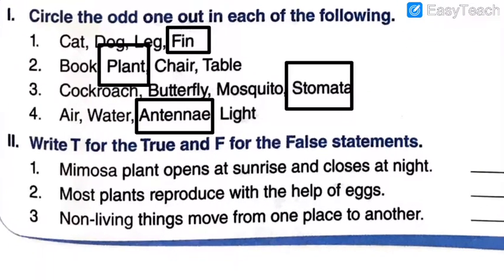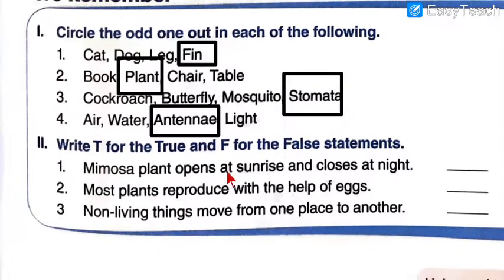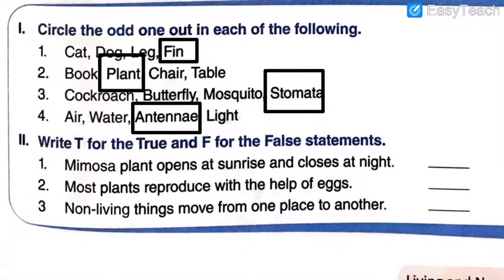So moving on to the next question, where we have to just mark T or F for true or false. Let us read and solve it. Mimosa plant opens at sunrise and closes at night. Now does it happen with the mimosa plant? Is this the movement of mimosa plant? If it is true, you have to write T. If it is false, you have to write F. So please check your answer. The correct answer is false.